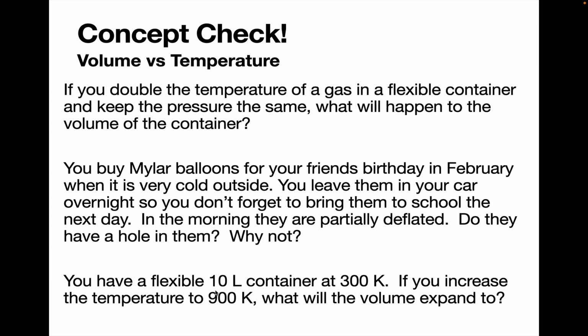If you have a flexible 10-liter container at 300 Kelvin, if you increase the temperature to 900 Kelvin, what will the volume expand to? This again is assuming constant pressure. So we went from 300 to 900, so we tripled the temperature. So this would have to triple. So 10 times 3 is 30. We'd have 30 liters here.